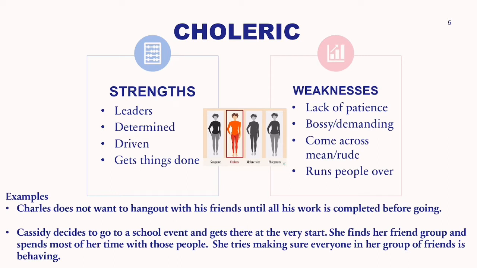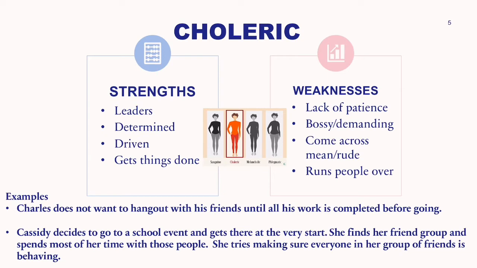Another example is Cassidy decides to go to a school event and she gets there at the very start. She finds her friend group and spends most of her time with those people. She tries making sure everyone in her group of friends is behaving. So she's kind of the leader of the group, and in some circumstances she might come across as bossy or demanding of her friends, or maybe lack of patience even with them. But she's really just trying to be a leader and be driven and try and keep everyone on task and making sure they're behaving.